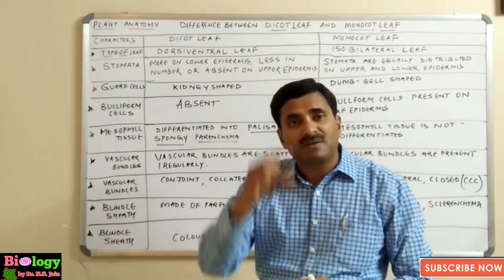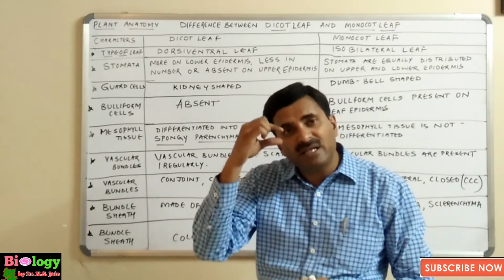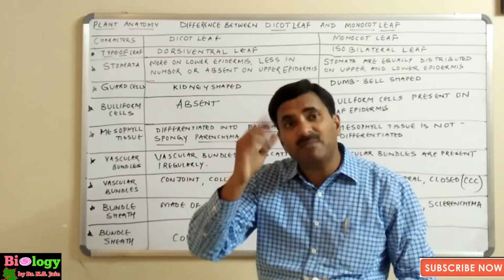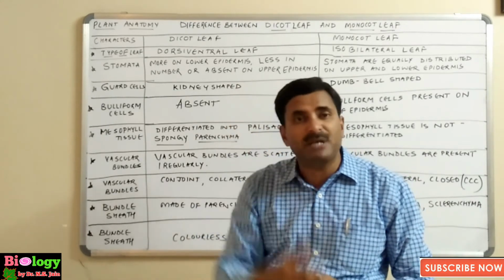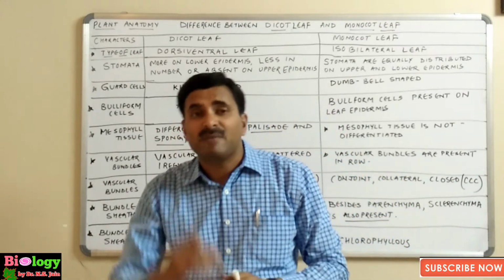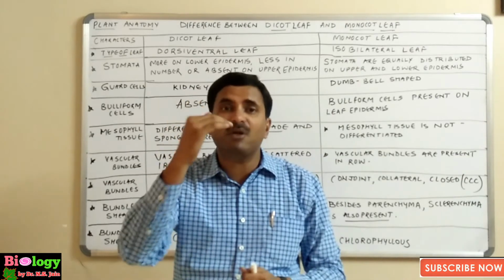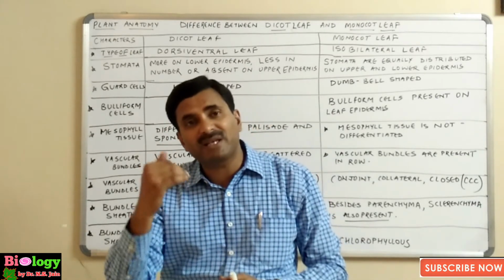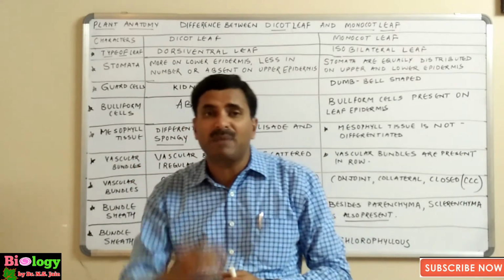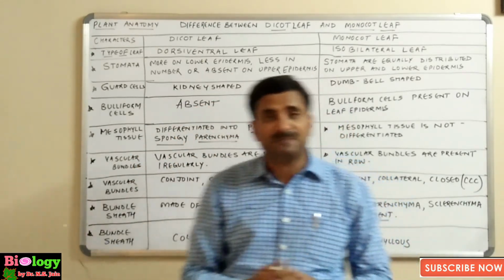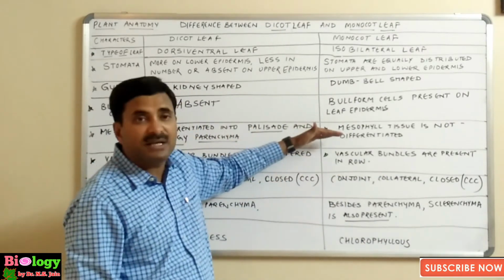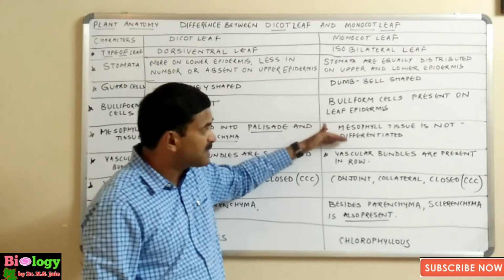In the palisade parenchyma, the cells are pillar like, and in the case of the spongy parenchyma, the cells are circular. The palisade parenchyma is present near the upper epidermis, and the spongy parenchyma is present near the lower epidermis. In the palisade parenchyma, the number of chloroplasts is more, while in the spongy parenchyma, the number of chloroplasts is less. But such differentiation of the mesophyll tissue is absent in the monocot leaf.